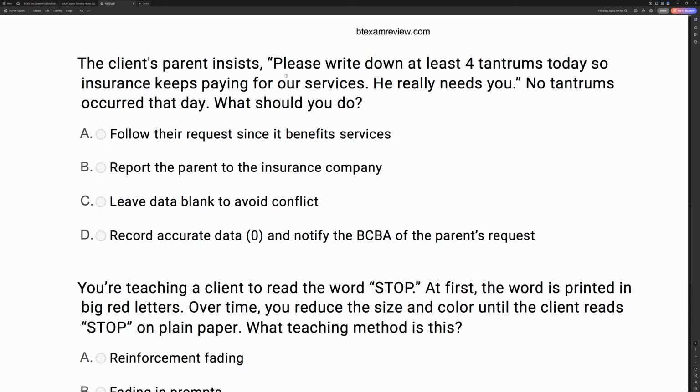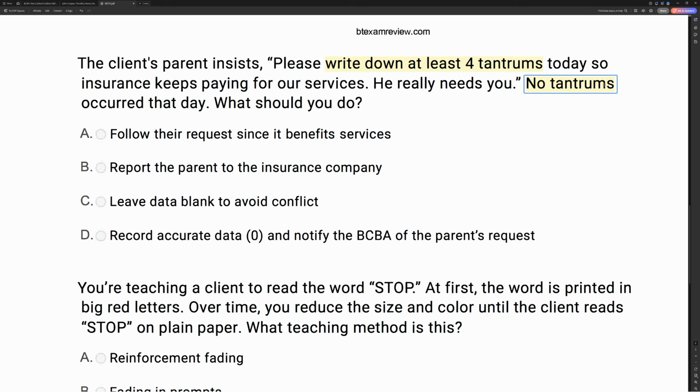Okay. So if this parent is asking you to falsify data, essentially, write down 4 tantrums, and no tantrums occurred, well, one, you need to protect yourself, right? You can't be in a position where you're pressured to falsify data.